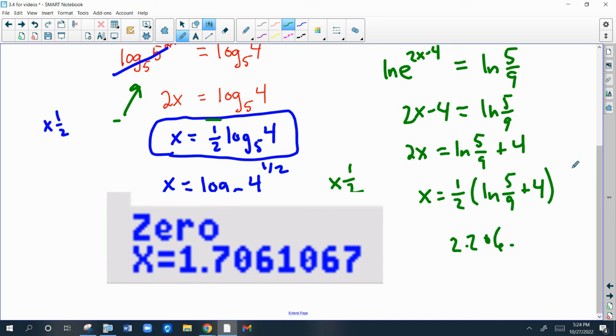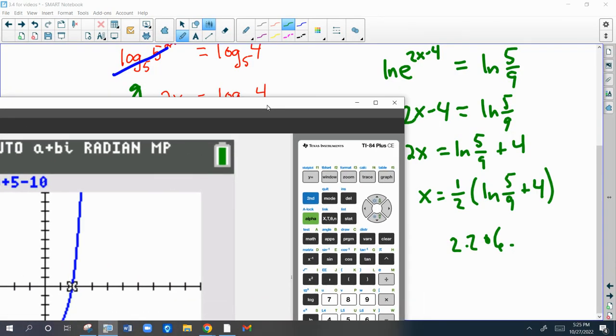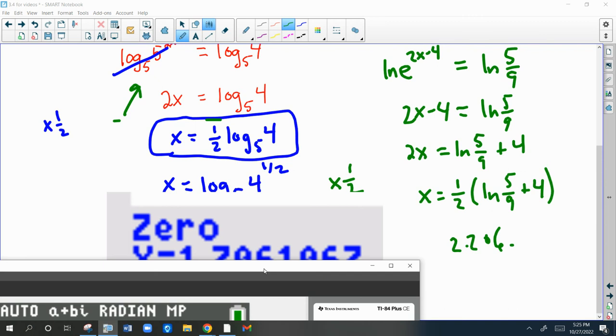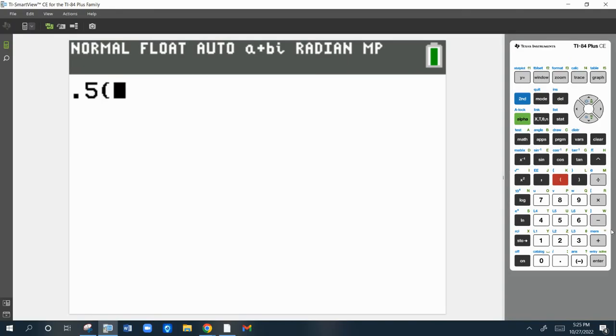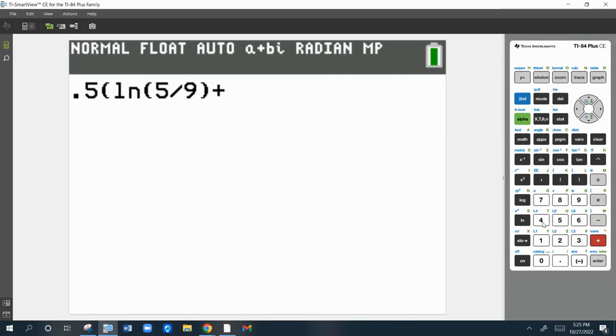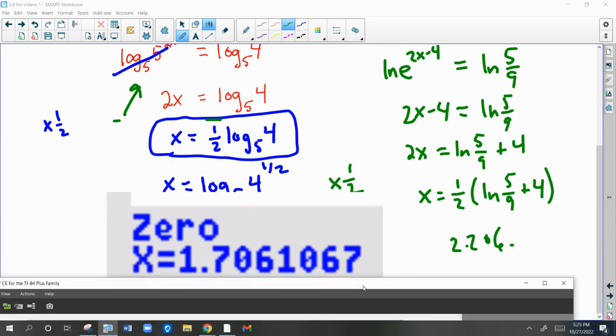I think I typed this on my calculator wrong in the last video, so I knew something must have been wrong. So let's do that again. I'm going to type in 1/2 and then natural log of 5/9. Close the parentheses, and then plus 4. So I get 1.706, which is the right answer.